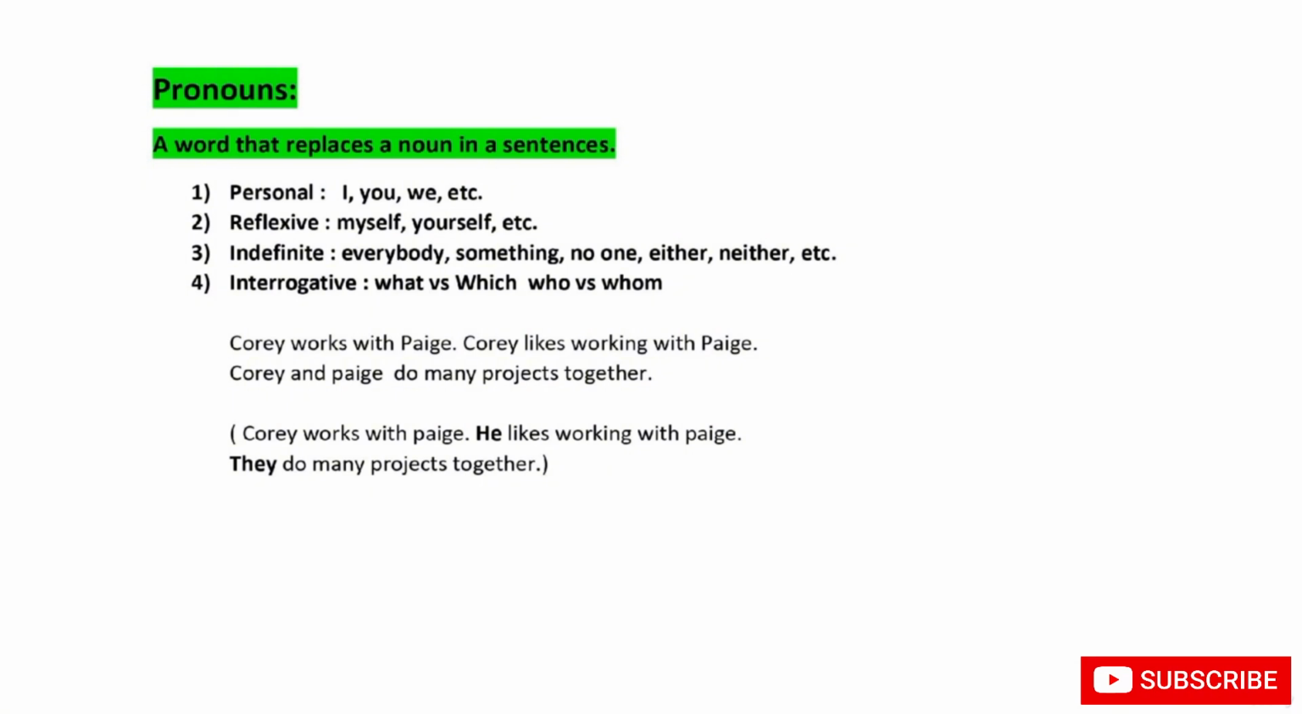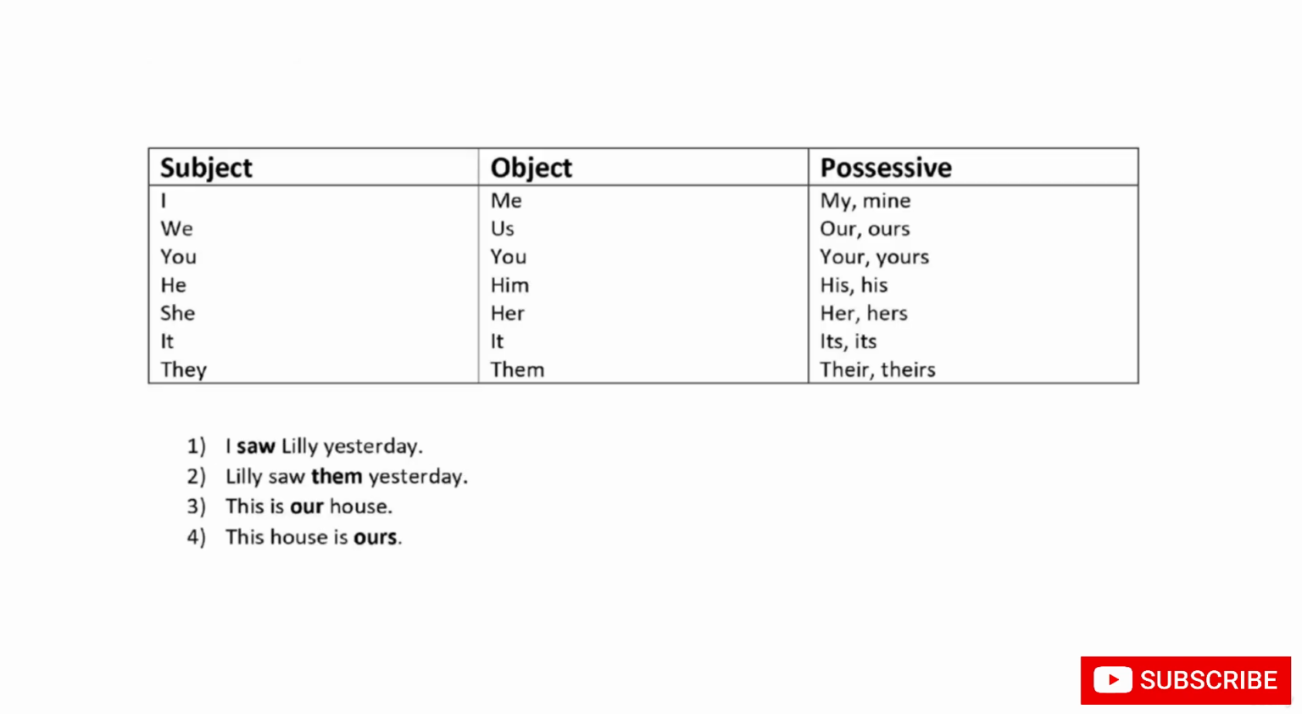And that type of pronouns that talk about people are called personal pronouns because they refer to persons, even though the pronoun it is considered a personal pronoun. Now, personal pronouns come in three types: subject, object, and possessive pronouns. A subject pronoun is used in the place of a subject in a sentence. For example, in this sentence, I saw Lily yesterday. Here, which is the pronoun? The pronoun is I, and it's a subject pronoun because I do the action.